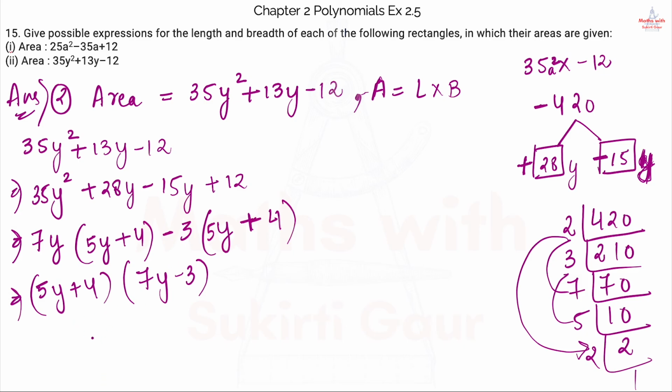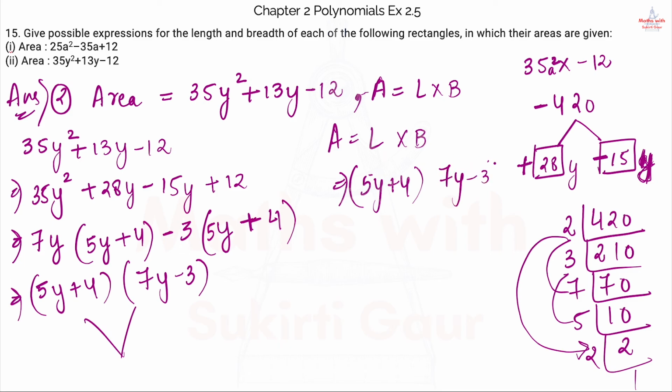5y plus 4 we would be getting common, and 7y minus 3 would be left inside. So we have got two expressions in place of length and breadth, such that length is 5y plus 4, or either of them you can take. 7y minus 3 is your breadth. So we have expressed this polynomial as well in the form of length and breadth.